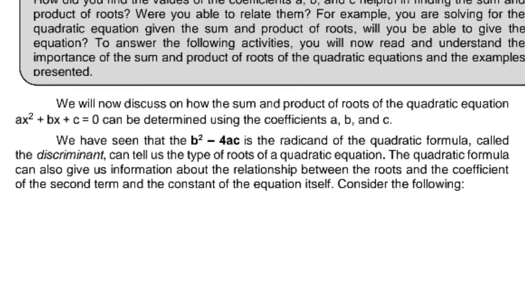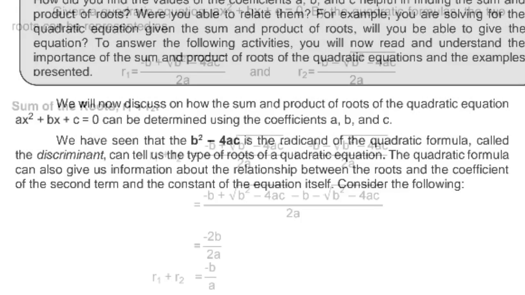Then we will now discuss the sum and product of the roots of the quadratic equation ax squared plus bx plus c equals 0, which can be determined using the coefficients a, b, and c. We have seen that b squared minus 4ac, the radicand of the quadratic formula called the discriminant, can tell us the type of roots of a quadratic equation. The quadratic formula can also give us information about the relationship between the roots and the coefficient of the second term and the constant of the equation itself.